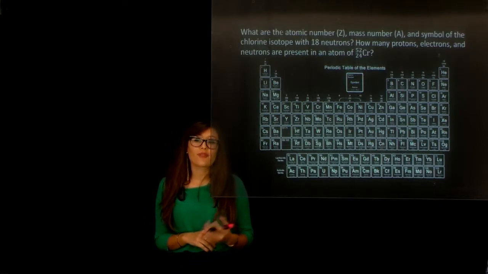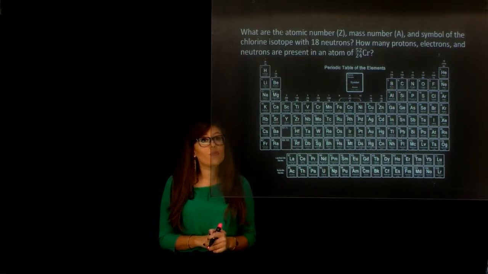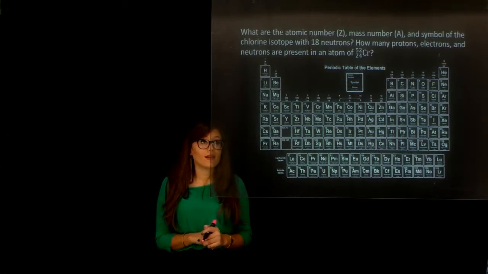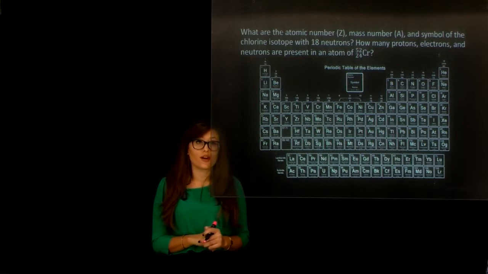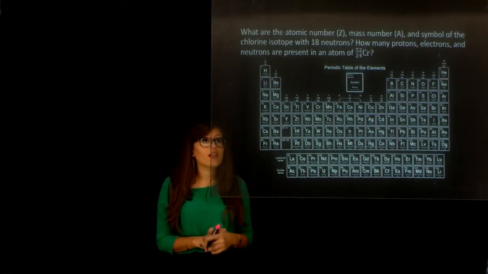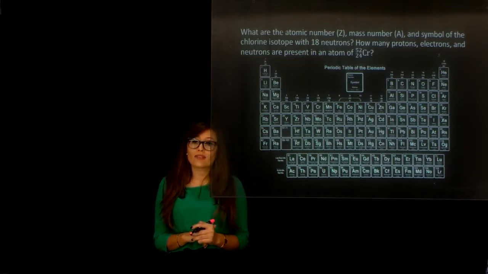Hello and welcome back. The following problem is a two-part question. It states, what are the atomic number, mass number, and symbol of the chlorine isotope with 18 neutrons? The second part of the question says, how many protons, electrons, and neutrons are present in an atom of chromium-52?